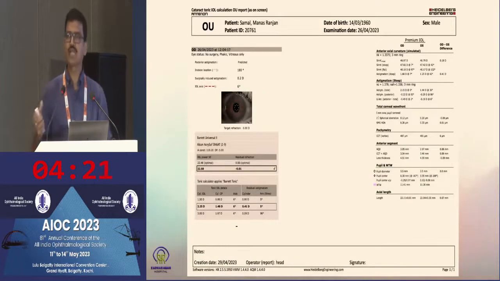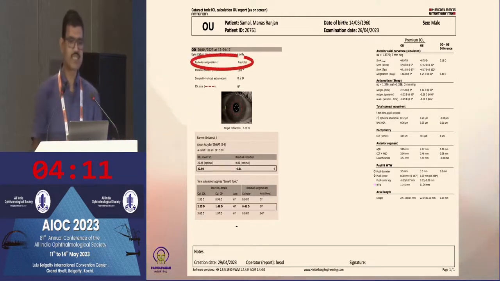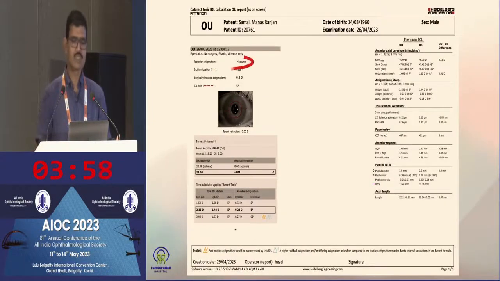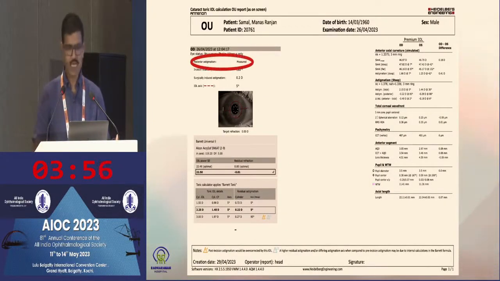It does give you the access to calculate the toric IOL power based on predicted posterior corneal astigmatism and measured posterior corneal astigmatism, since this is a tomographer. So this is one example where, with the predicted posterior corneal astigmatism, the IOL power, the toric version, came out to be T3, but when we switched to the measured posterior corneal astigmatism, it gave us a T4 reading, as you can see down below.